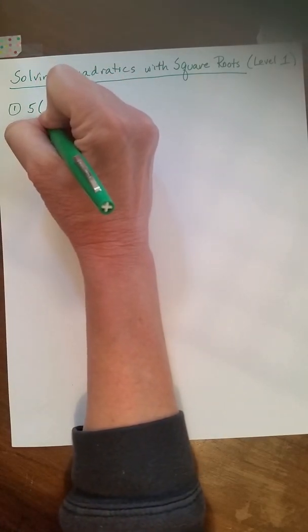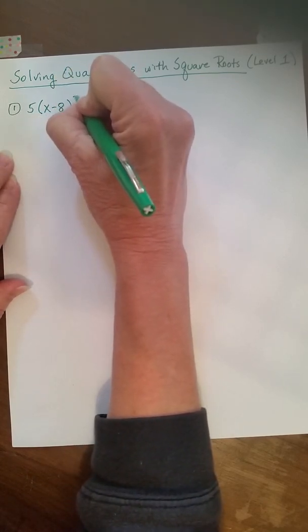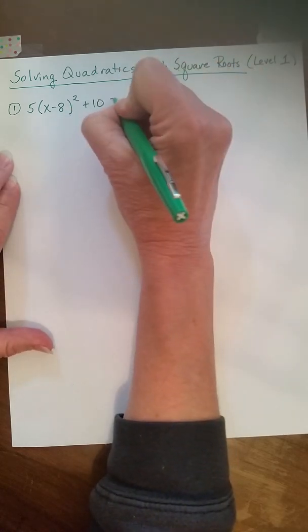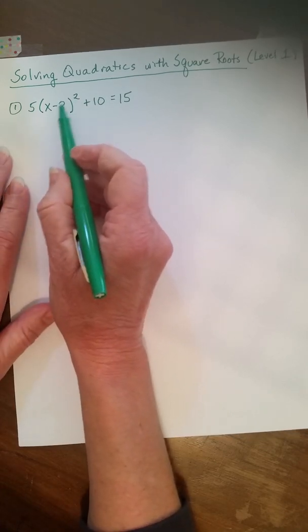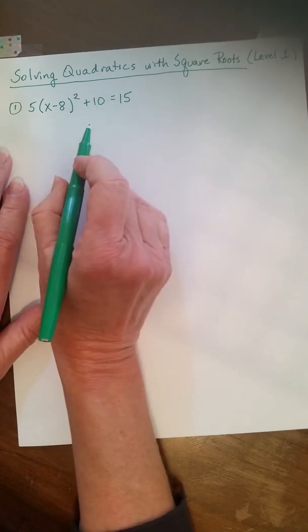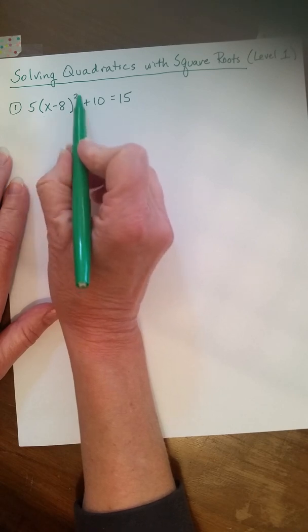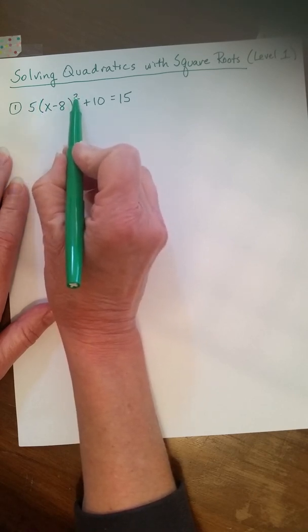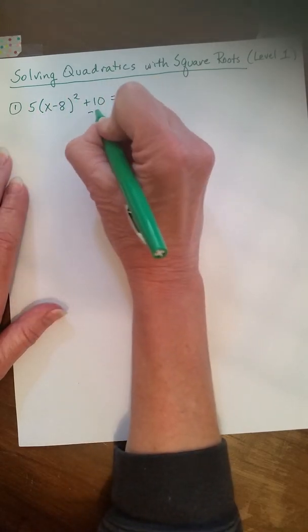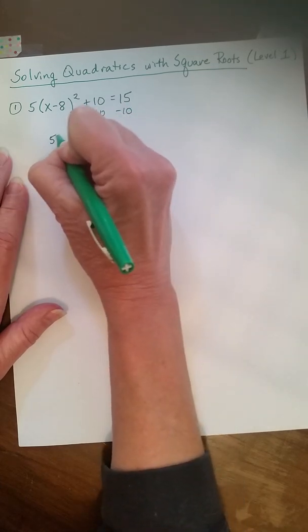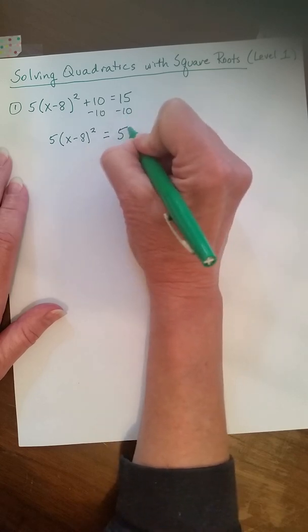5 parentheses x minus 8 quantity squared plus 10 equals 15. Okay? Now, you might be tempted to look at this and say, oh, I have to FOIL. But we actually don't. Since we're solving, we want to find the value of x. Okay? What we're going to do is isolate the x minus 8 squared. First, I need to isolate this term. So I'm going to subtract 10 from both sides. So I have 5 parentheses x minus 8 squared equals 15 minus 10 is 5.